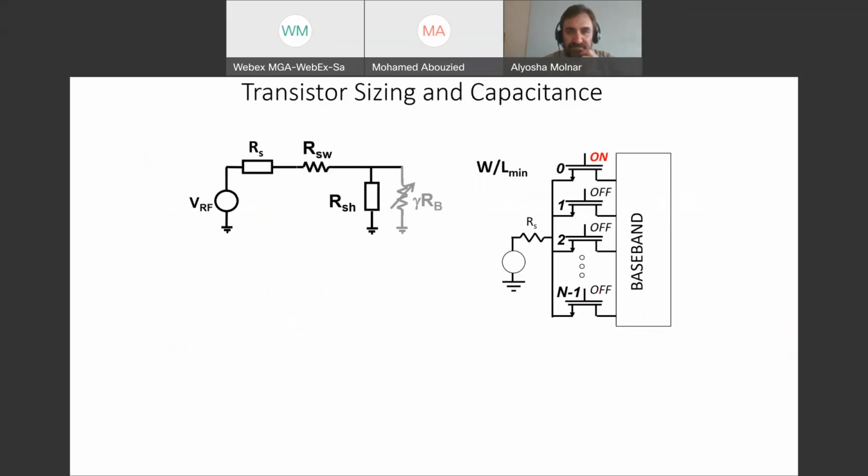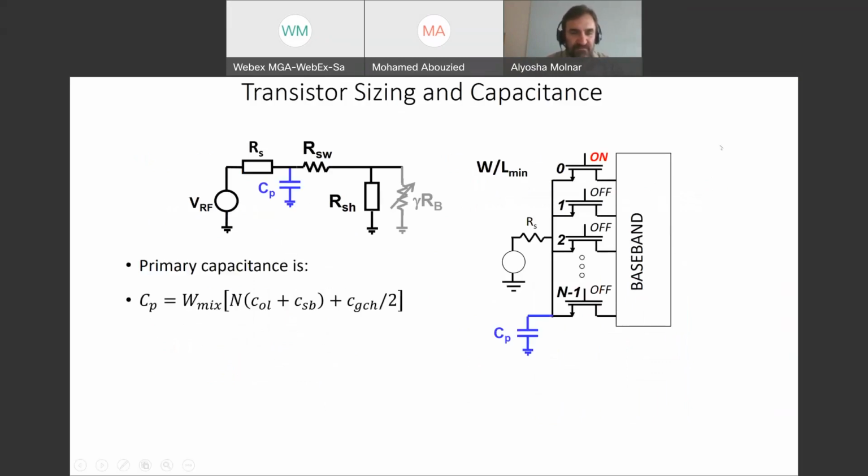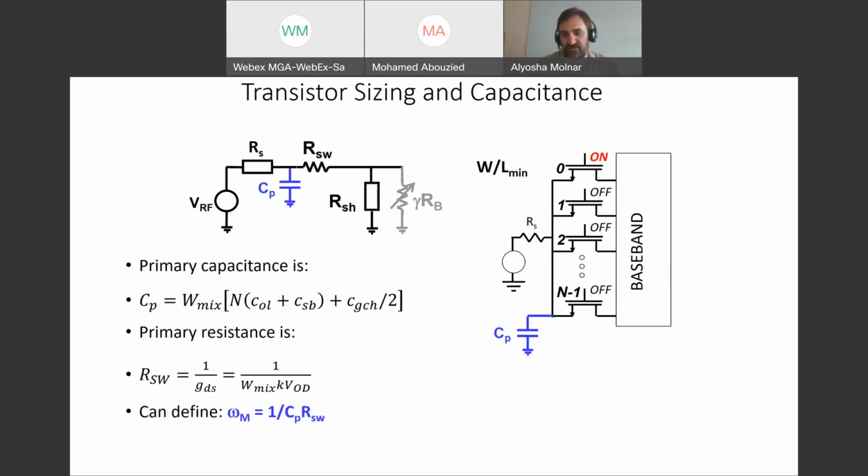Okay, so to set this off, it's good to have a sense of what our limitations are. If we think about that input capacitance, even if we do everything else well, we're always going to bring in parasitics from the mixer itself. And that parasitic capacitance is going to be proportional to the width of the mixer, whereas the switch on resistance is inversely proportional to the width of the mixer. And so I can define an omega M, very analogous to the omega T of a transistor in an amplifier. That's just 1 over the product of those two terms, and it's independent of the sizing of the device.